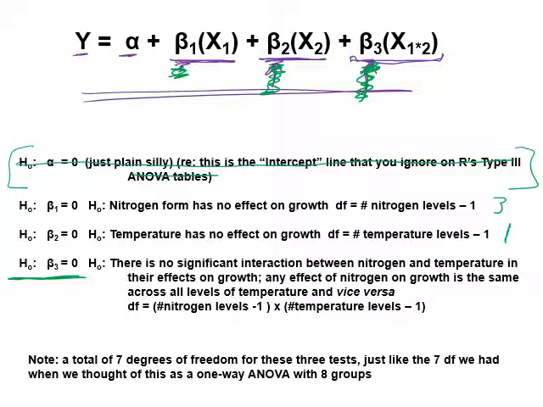So the wording of interaction null hypotheses gets a little bit weird. The null hypothesis here for the interaction is that there is no significant interaction between nitrogen and temperature in their effects on growth. In other words, if there are any effects of nitrogen and temperature, they each affect growth the same way independently of the other one.